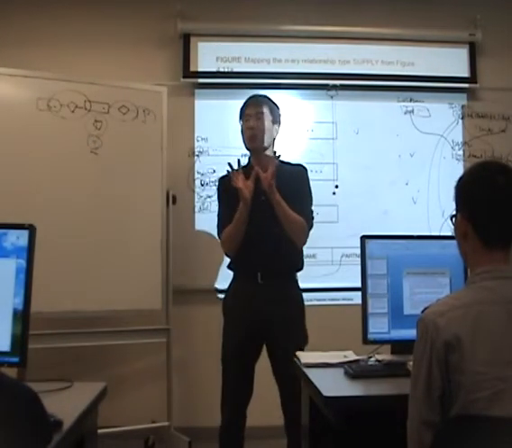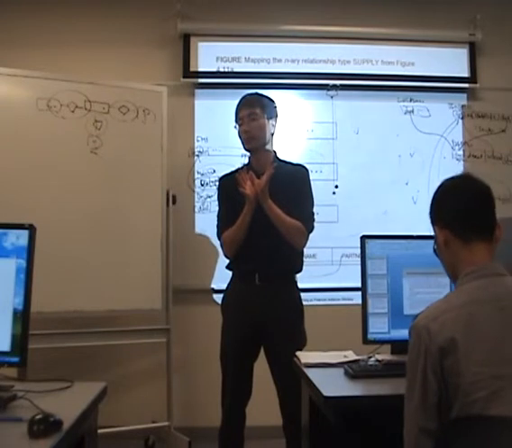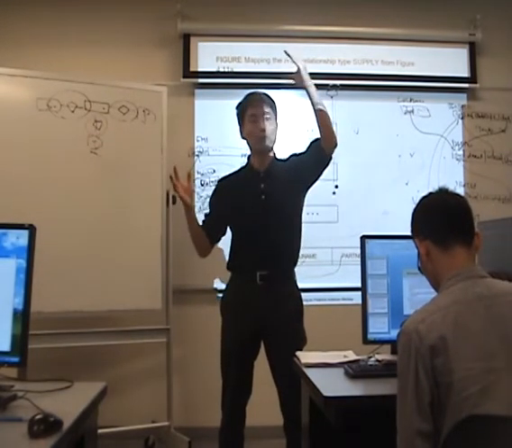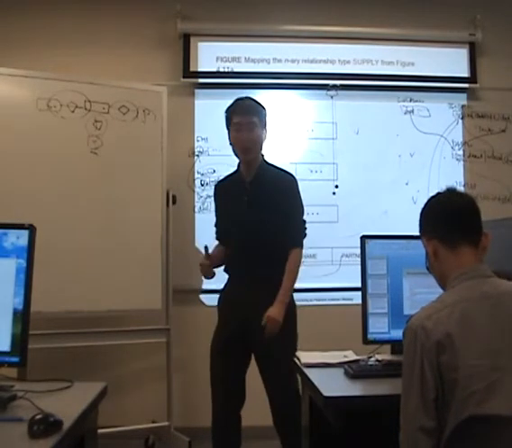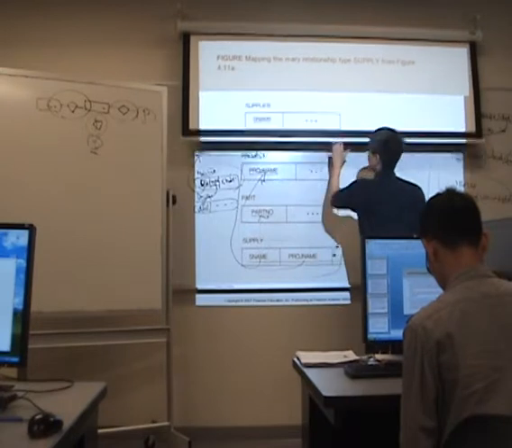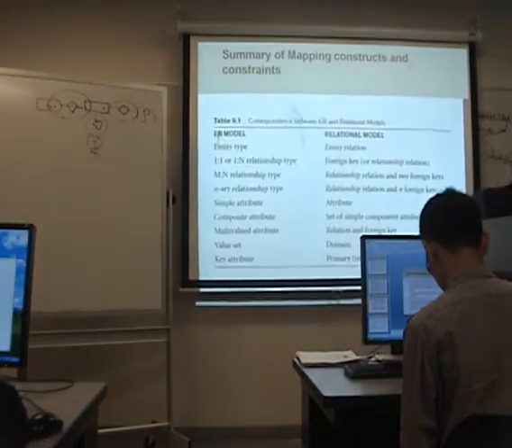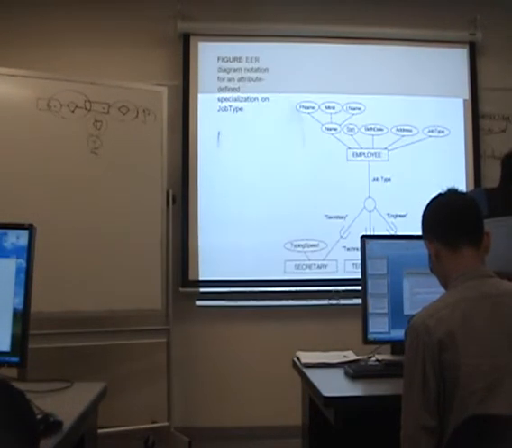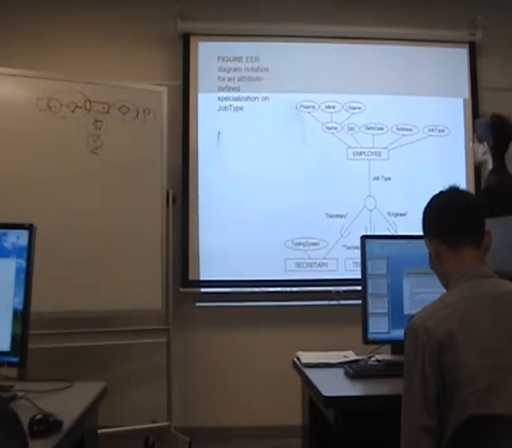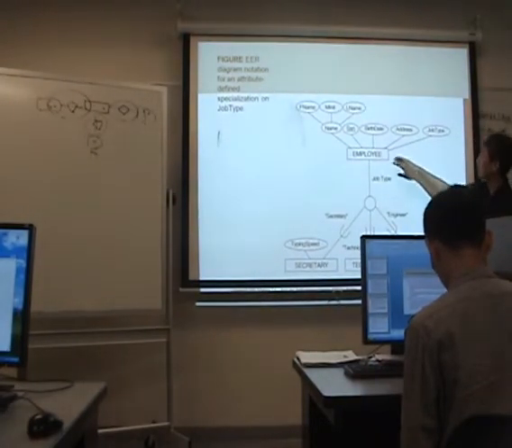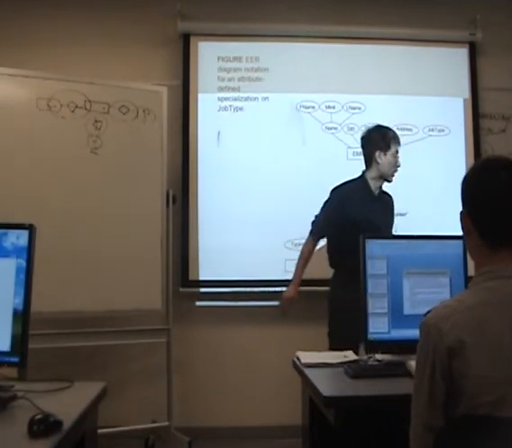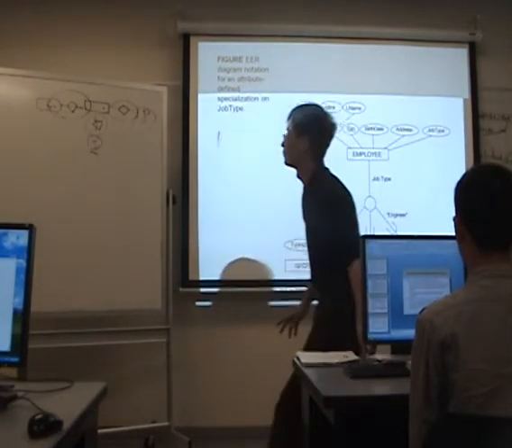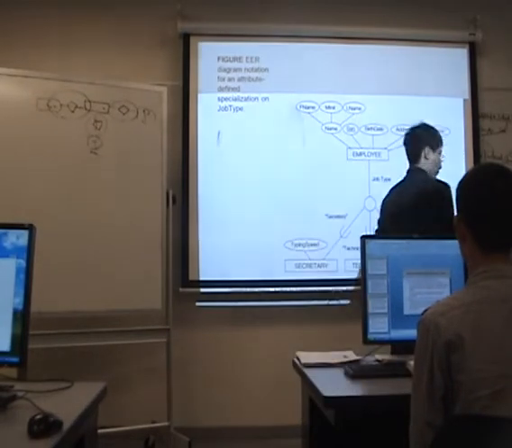Then we have one more thing to do. That is extended super and subclass. Okay? That is sometimes the most difficult one. Let's see the example like this. This is a superclass and subclasses. It has the superclass employee and job types: secretary, technician, and engineer. And this time there are 4 options to map this.